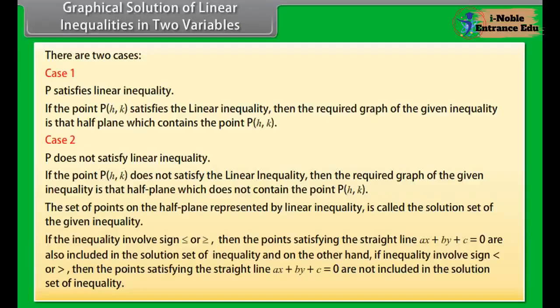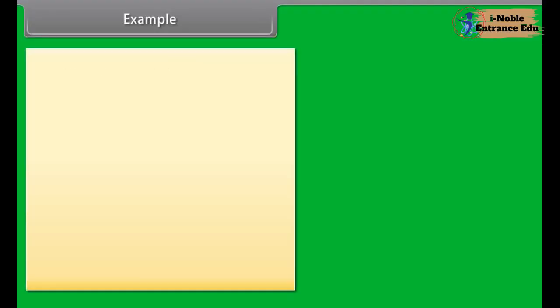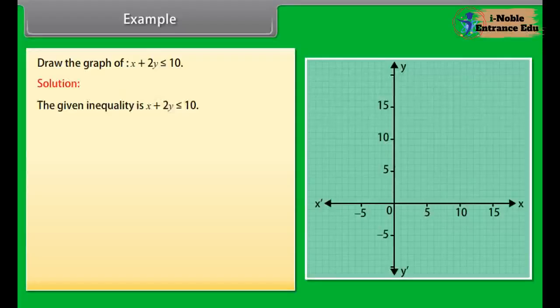The set of points on the half plane represented by a linear inequality is called the solution set of the given inequality. If the inequality involves the sign less than or equal or greater than or equal, then the points satisfying the straight line ax plus by plus c is equal to 0 are also included in the solution set of the inequality. On the other hand, if the inequality involves the sign less than or greater than, then the points satisfying the straight line ax plus by plus c is equal to 0 are not included in the solution set of the inequality.